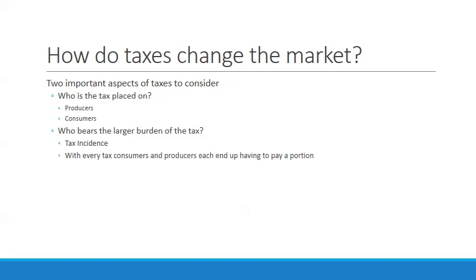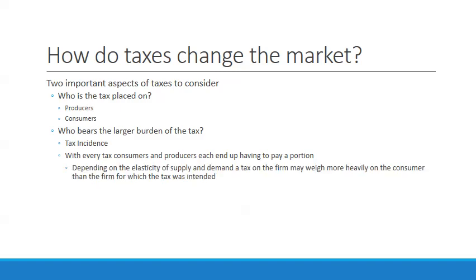So with every tax, consumers and producers each end up having to pay a portion. So it doesn't matter if the tax is on the producers or consumers from a tax incidence perspective, because both are paying for it. Now, where it gets important is if you have a tax that's supposed to be on producers, yet consumers are paying the larger portion of it, then we have some problems. And so depending on the elasticity of supply and demand, a tax on the firm may weigh more heavily on the consumer than the firm for which the tax was intended.